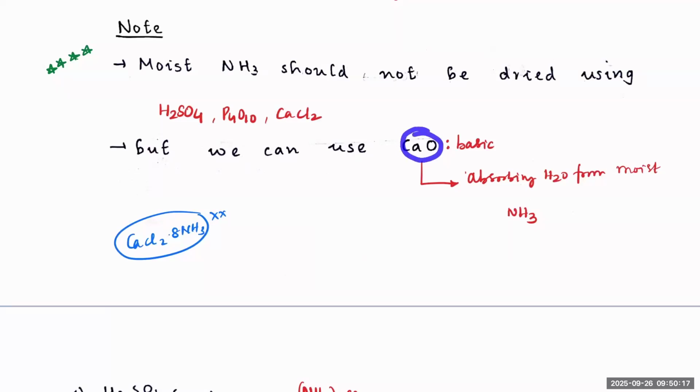Instead, you use calcium oxide. First of all, calcium oxide is a basic compound. A base will not interact with ammonia, which is also a base. But it will absorb moisture easily and convert into calcium hydroxide. So it is able to separate moisture out, leaving behind ammonia. Again, this is a JEE question: which of the following is used to dry moist ammonia? Calcium oxide is to be used. Got it?